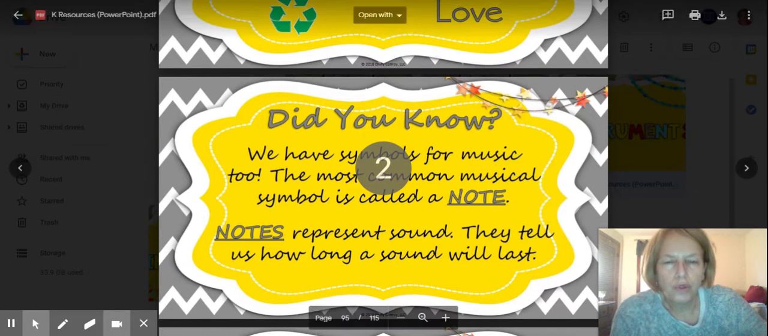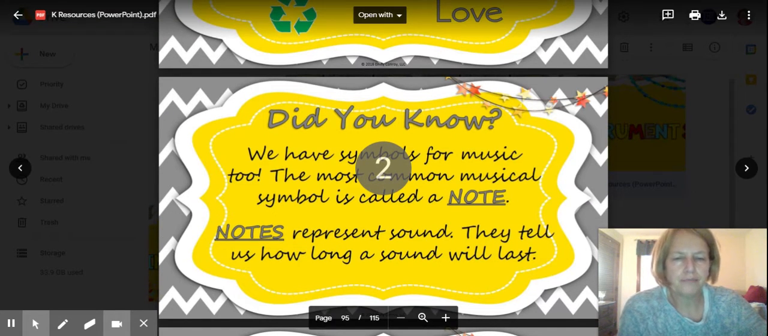Did you know that we have symbols for music as well? The most common musical symbol is called a note. The note represents sounds. They tell us how long a sound will last.